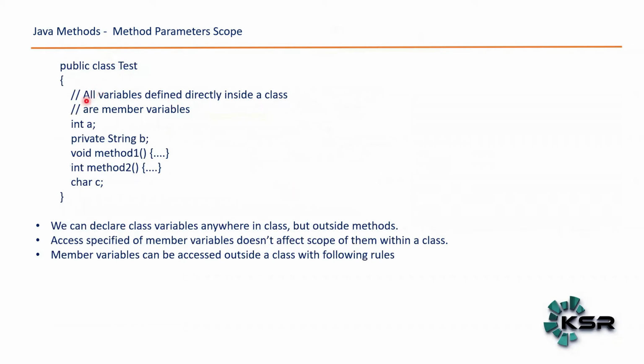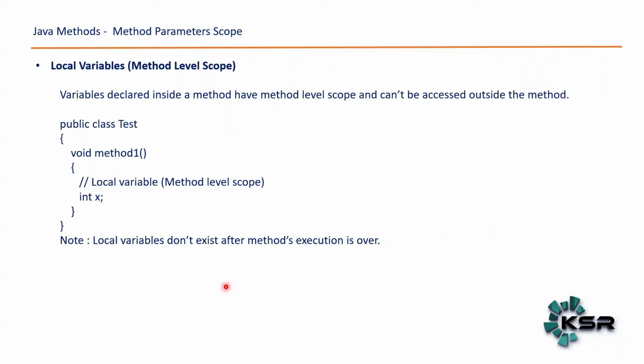So obviously, scope. All variables defined inside a class are member variables. So int A is there, then private, a simple example, right? Private string, void method and everything. We can declare a class variable anywhere in a class, but outside of a method. The access specifier of a member variable does not affect its scope within a class. A member variable can be accessed outside a class with the following rules. What are those rules?